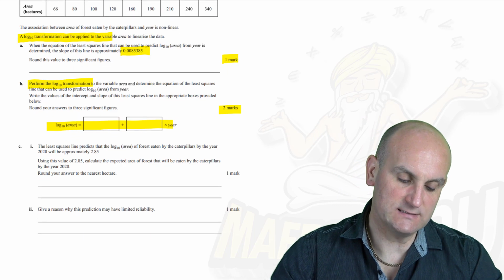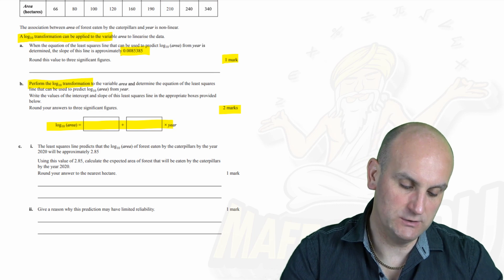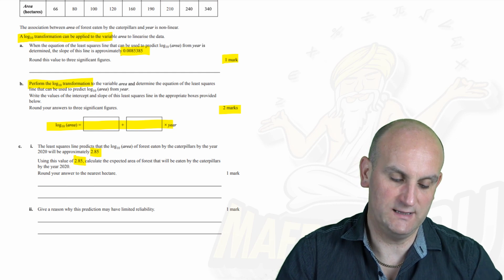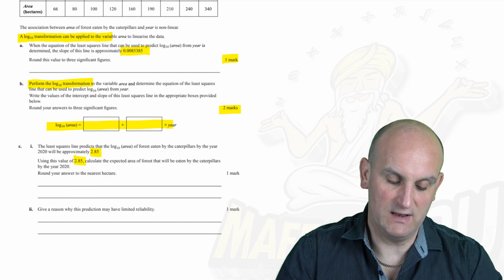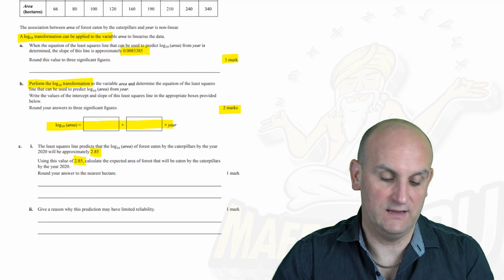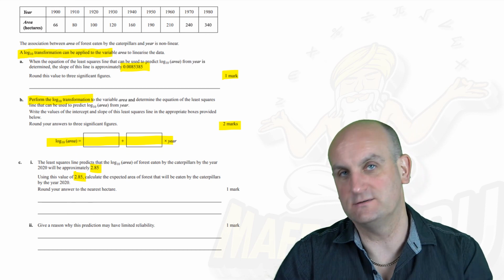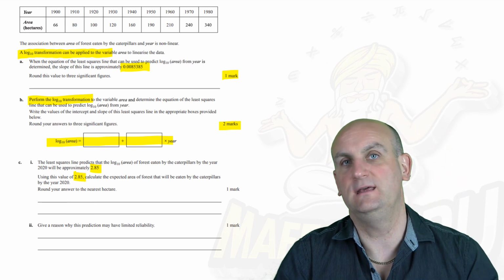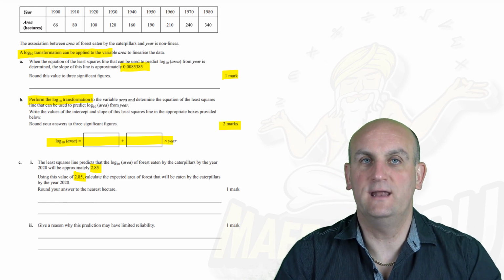It says the least squares line predicts that log 10 area of forest by the new year will be approximately 2.85. Using the value of 2.85, calculate the expected area of forest that will be eaten. That's just using our formula, and then give a reason why this prediction may have limited reliability. I can guarantee you the wording of that suggests that the 2.85 is going to be a value that is extrapolated, and as a result, if it falls outside of the values of the years or whatever we've been given, then, ladies and gentlemen, it is not necessarily reliable.